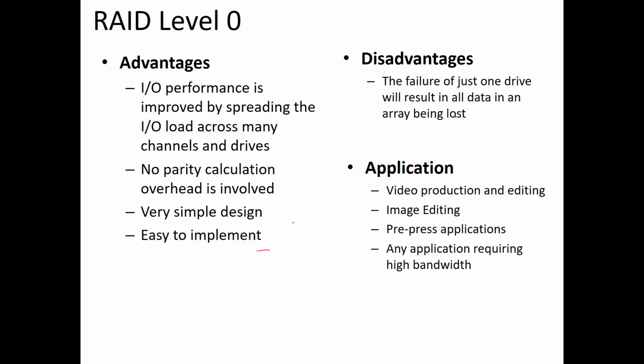Okay, disebabkan kita gunakan multiple disk which store different stripe. Okay, maknanya different data, different system data semua tu. So, once these two fail, so habis hilang. So, what type of application yang menggunakan RAID level 0? Kita gunakan video production and editing, image editing, pre-press application, and any application which require high bandwidth.